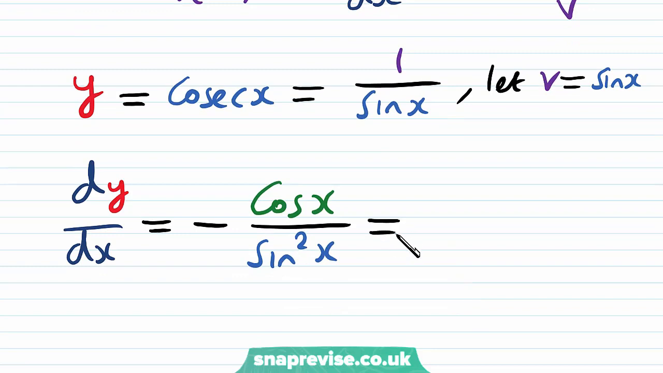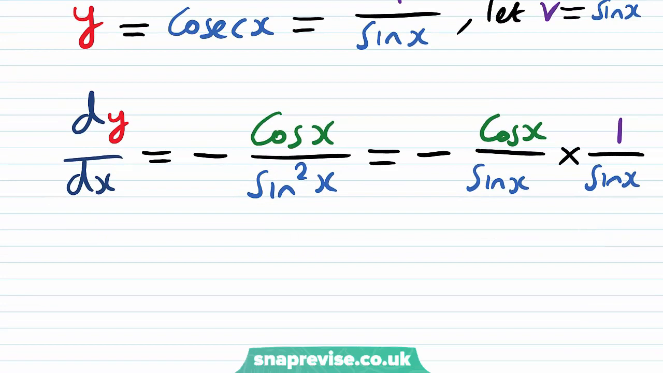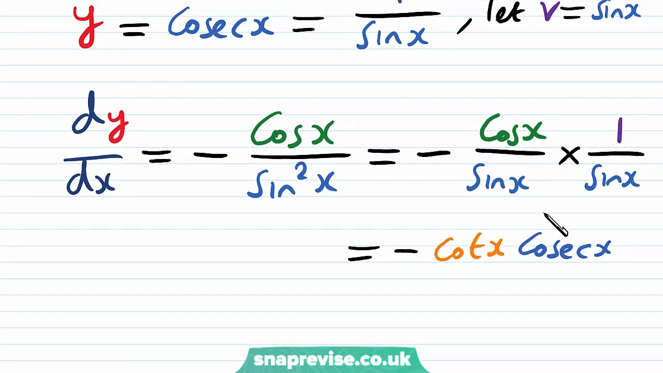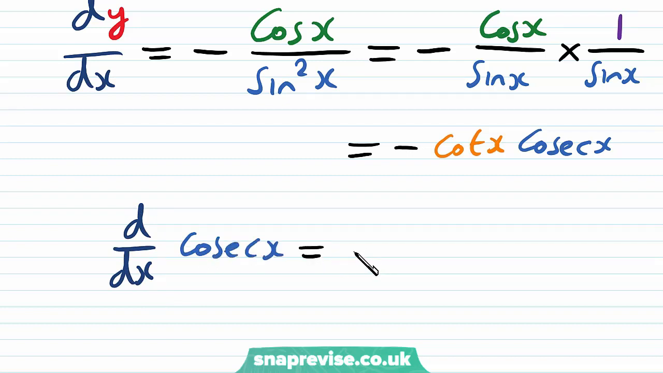We can split this up into two expressions. Namely, we can have the minus outside, and then the cosine of x divided by the sine of x, and then we can multiply this by 1 divided by the sine of x. And therefore, we get minus the cot of x multiplied by the cosec of x by their respective definitions. And so, to summarise this result, the derivative d by dx of cosec of x is equal to minus cot of x multiplied by cosec of x.